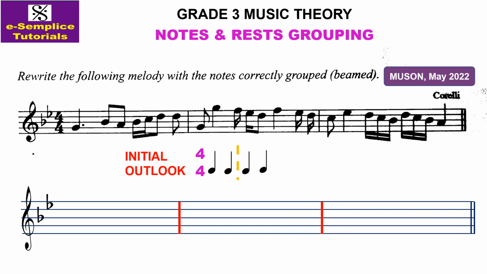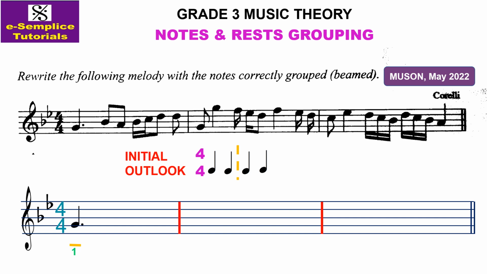This question is from Muson Exam May 2022. Rewrite the following melody with the notes correctly grouped or beamed. The time signature is 4/4 and the initial outlook is displayed already. So as a guide, follow the initial outlook bit by bit. Let's add the time signature. Now beat 1 should be a crotchet.